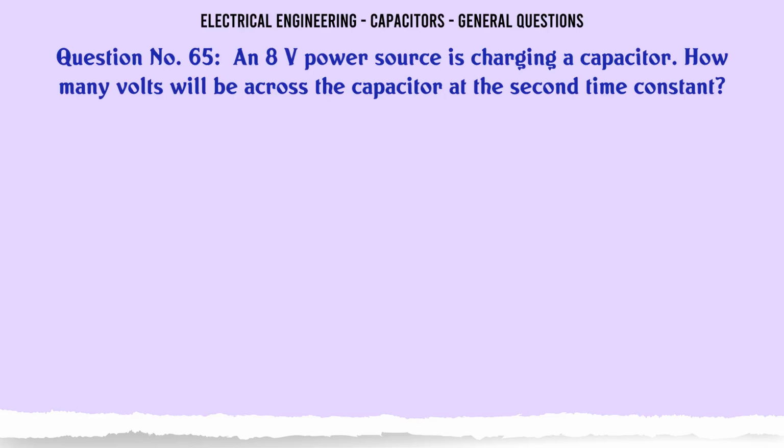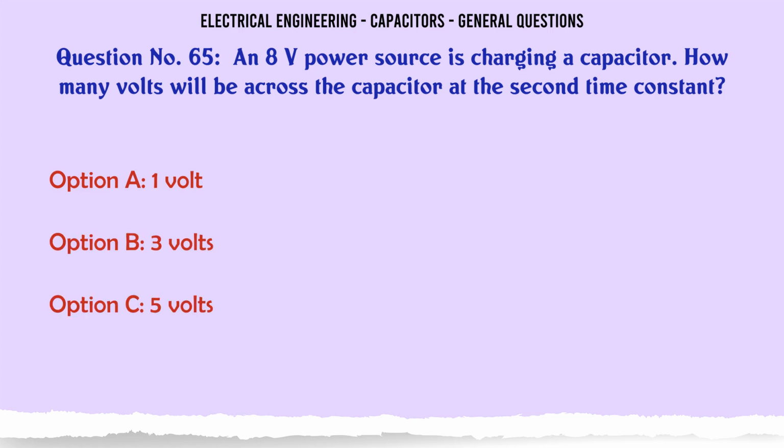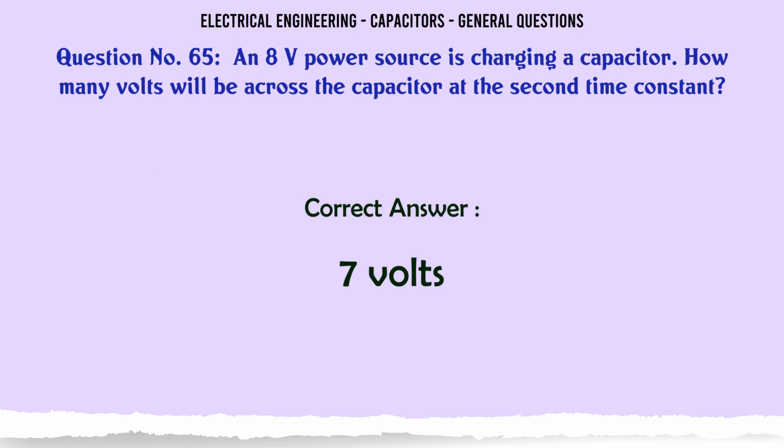An 8 V power source is charging a capacitor. How many volts will be across the capacitor at the second time constant? A. 1 volt, B. 3 volts, C. 5 volts, D. 7 volts. The correct answer is 7 volts.